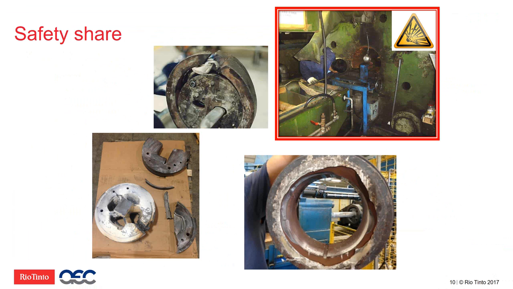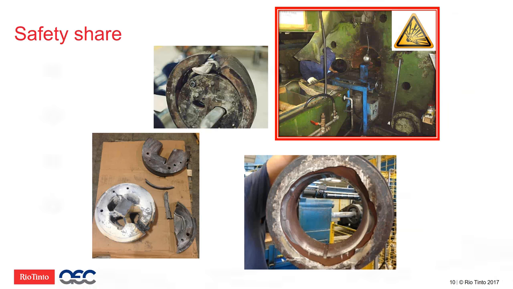So tooling failure, like you can see on the pictures, is not an option. It's a reality. It does happen. So this gentleman on the top right here looking at the press, this is something that is obviously absolutely not recommended. Now, overall, extruders are getting better by using camera systems. But again, a reminder is always worth it.